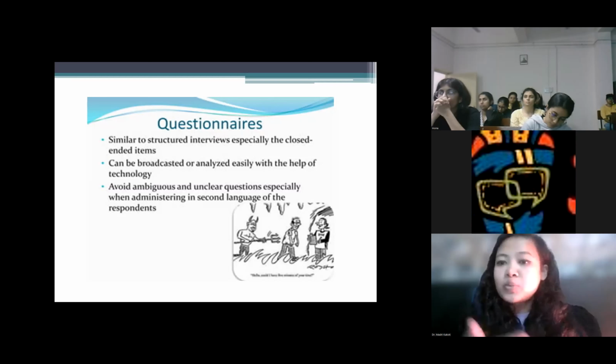Now again, when making questionnaires, consider the respondent's second language. You want to elicit their native language, but obviously you will be speaking to them in a language common to you, which is probably not their native language, so you have to be very clear and unambiguous when you are asking your questions.